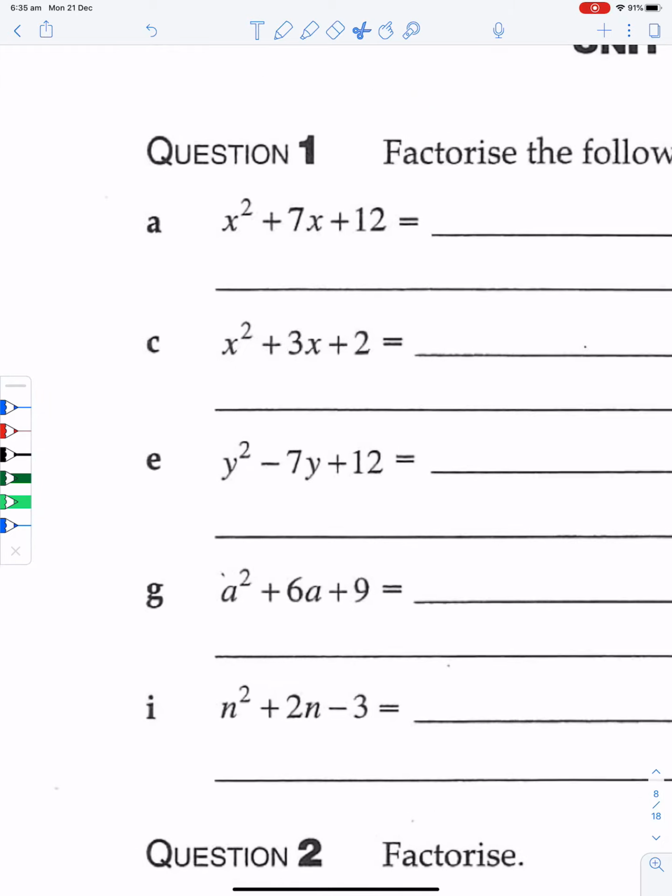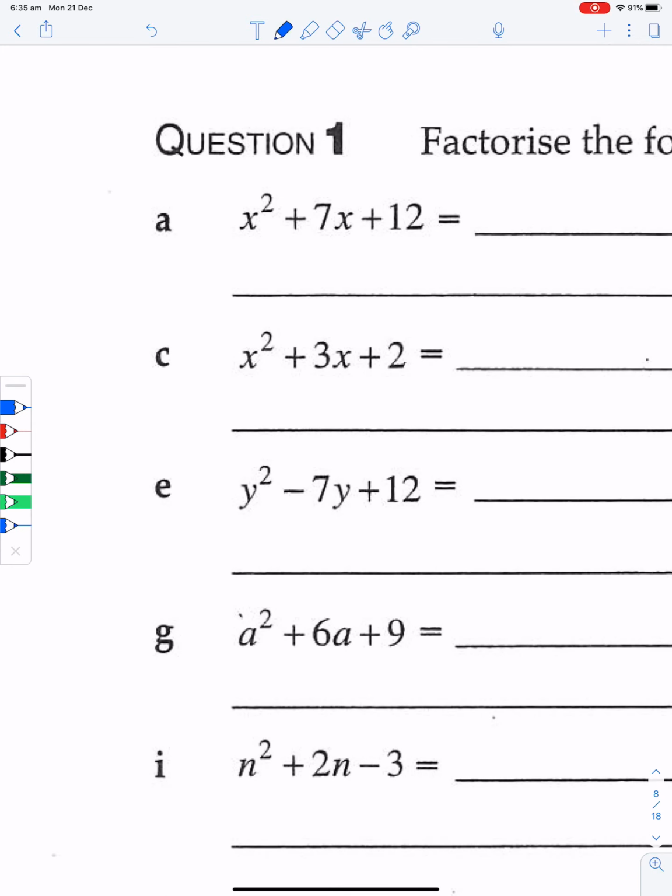Okay, so question 1a now. What do you do in these questions? Well, it takes a little bit of practice, but the concept is actually quite easy. What you have to do is find 2 numbers that multiply to give the number on the end and add to give the middle. In other words, what 2 numbers do you multiply to get 12 and add to give 7? Those numbers are 3 and 4, because 3 times 4 is 12 and 3 plus 4 is 7. So the numbers are 3 and 4.